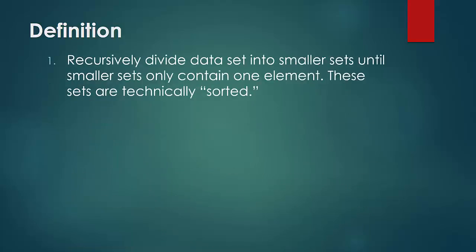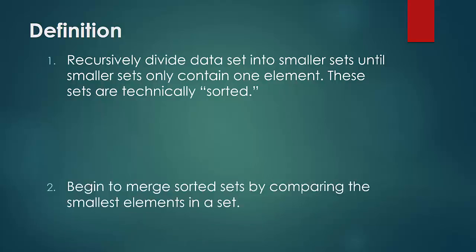As I said, merge sort is recursive. How it works is it divides the large data set, the whole array you might think of it, into smaller sets or smaller arrays. And it continuously divides these sets until the sets only contain one element. If you think about it, these one element sets are technically sorted. There's only one element, so it has to be in sorted order. So of course they are.